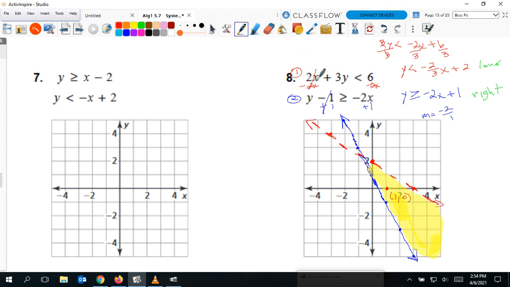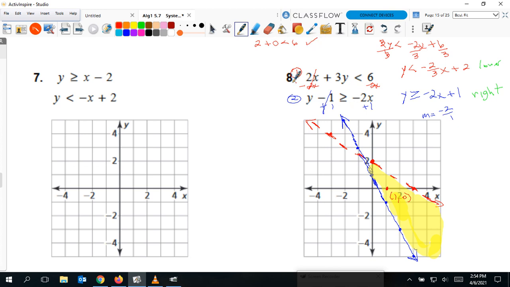For the top one, if x is 1, that's going to end up being 2. And then this is going to be 3 times 0, so that's going to be 0, so 2 plus 0 is less than 6, which is basically 2 is less than 6, so yes, that's true.